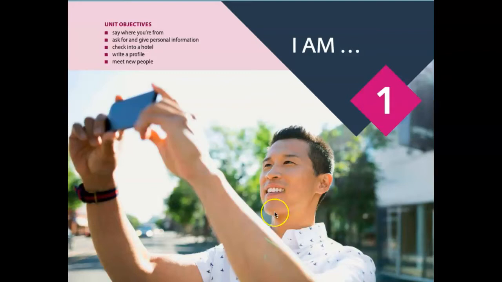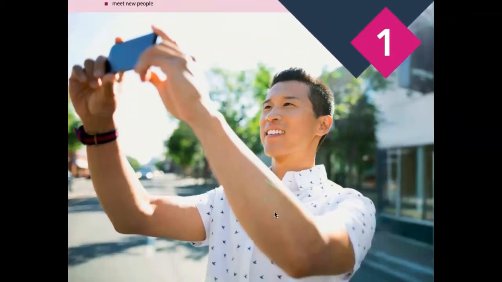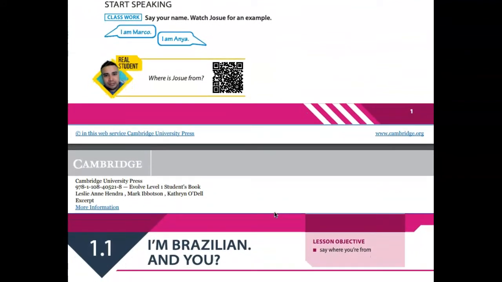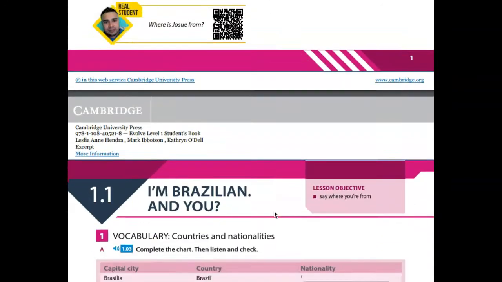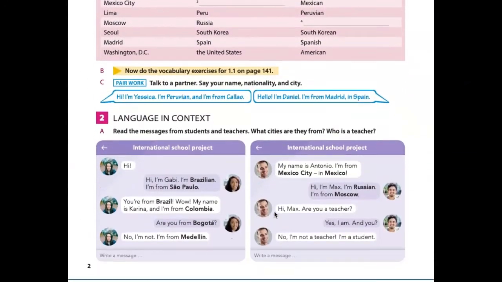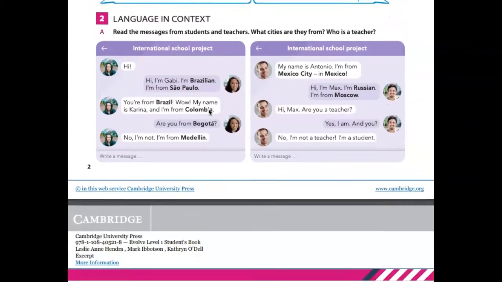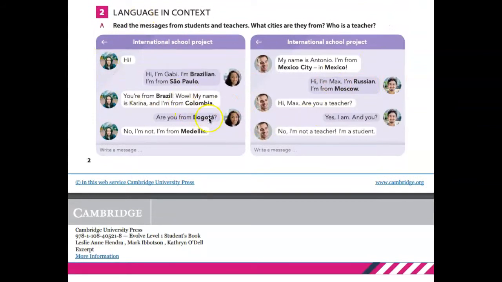All right, let's begin by looking at interaction. Remember, interaction helps students build knowledge together. That is one principle from constructivism. Okay, so take a look at this. All the opportunities students have in order to interact with each other and to learn from each other. Okay, here we find some pair work. Talk to a partner, say your name, nationality, and city. They see some examples here.